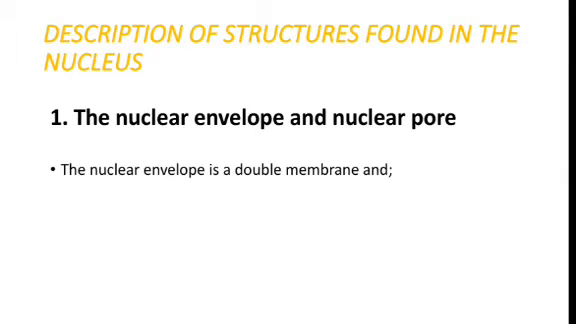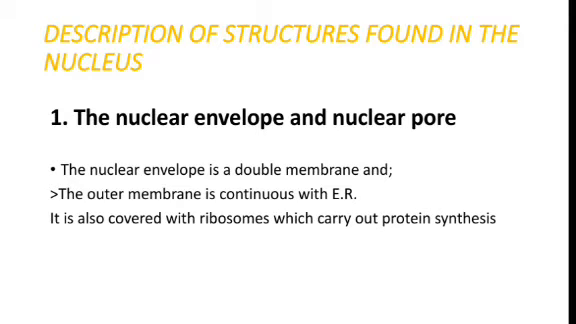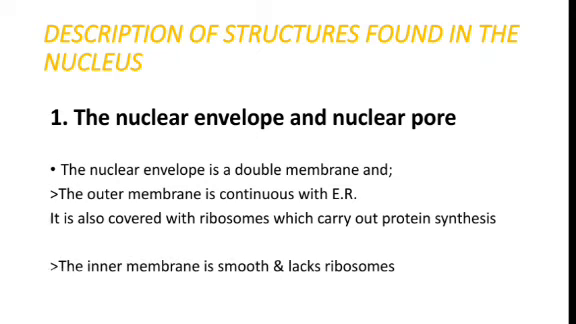So the nuclear envelope is a double membrane, as we have seen in the diagram. And the outer membrane is continuous with the endoplasmic reticulum. So on the nuclear envelope, the outer membrane has the endoplasmic reticulum, and it is also covered with ribosomes which carry out protein synthesis, as we looked at in the previous videos.